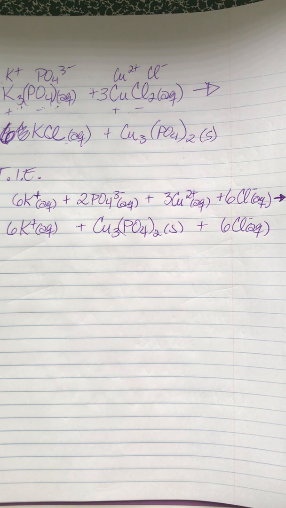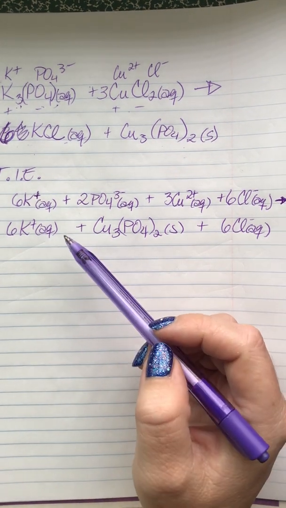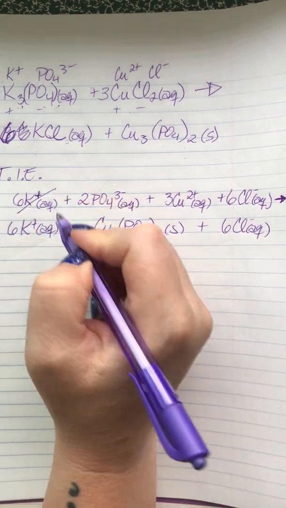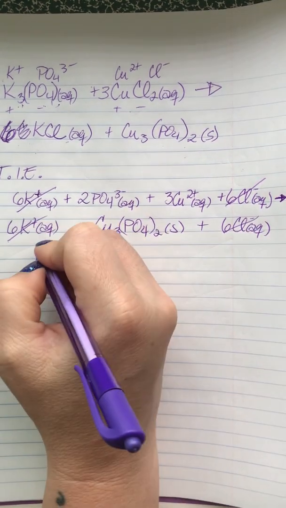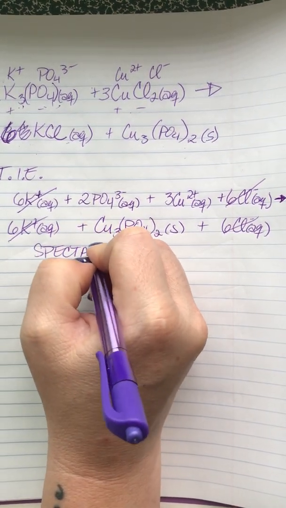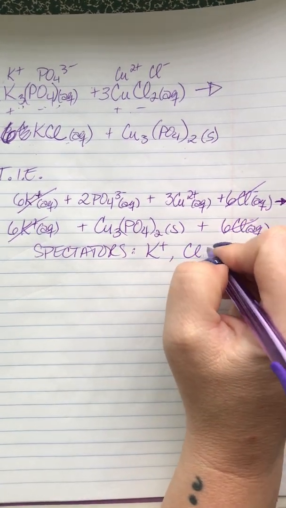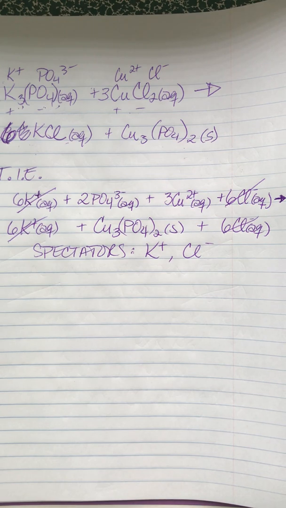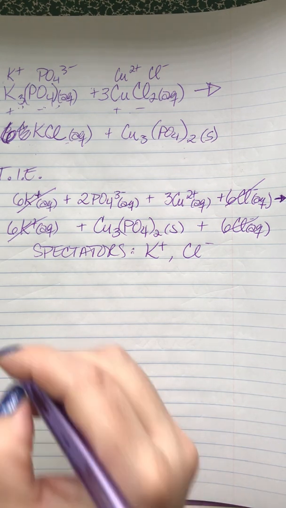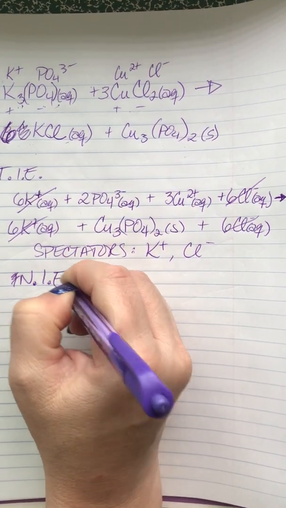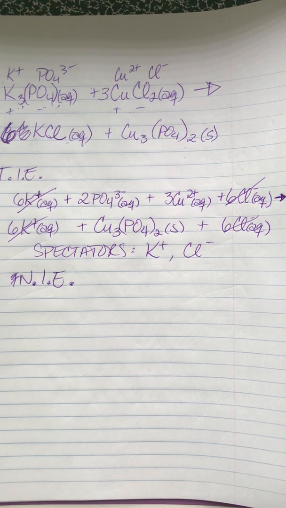Let's cancel some stuff. That's my favorite part. Slashing them. Get out of here. So what can we cancel? What are our spectators here? Potassium and chloride. I agree. So our spectators are potassium and chloride, right? So when I cancel those out, what do I get for my NIE, my net ionic equation?